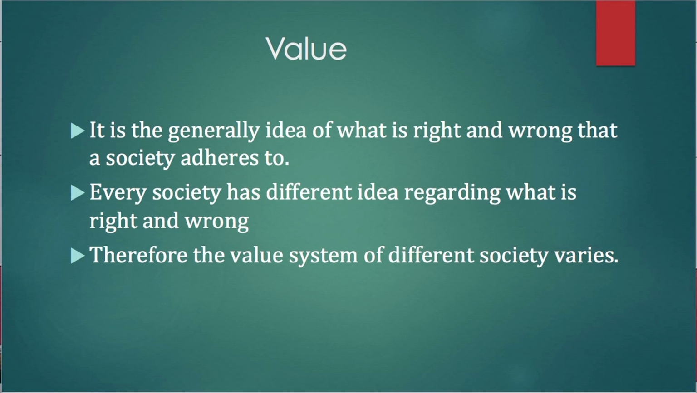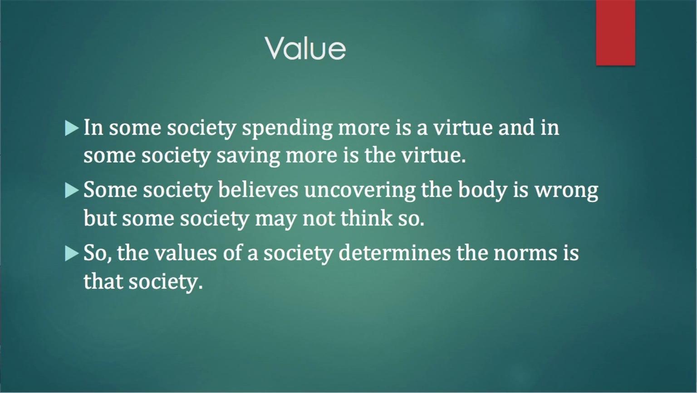Another important concept in sociology is value. It is generally the idea of what is right and wrong that a society adheres to. Every society has different ideas regarding what is right and what is wrong. Therefore, the value system of different societies varies. In some societies, spending more can be a virtue, and in some societies, saving is a virtue. Some society may believe uncovering the body is wrong, but some society may not think so. So the values of a society determine the norms in that society.